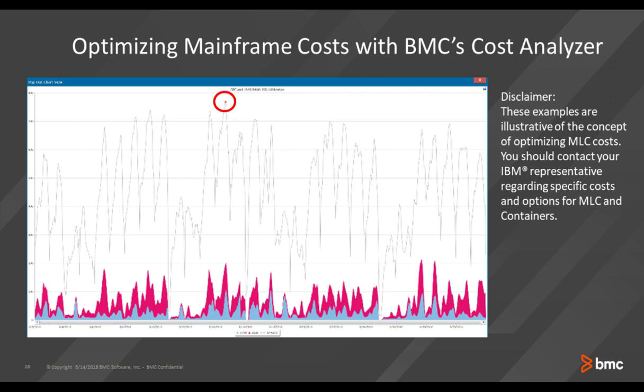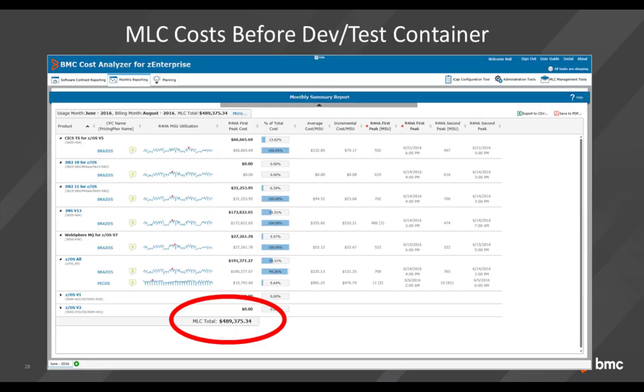So we're looking at a CPC, and the circled area at the top, that's the peak 4-hour rolling average for the CPC. And the colored bars at the bottom are the 2 LPARs that will run dev test. So now we say, what if we put the dev test LPARs in a dev test container, and they no longer impact the MLC. So in Cost Analyzer, we're able to say, what if that happened, and what's the difference?